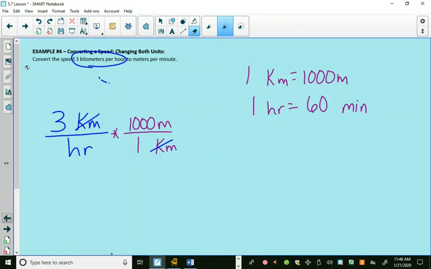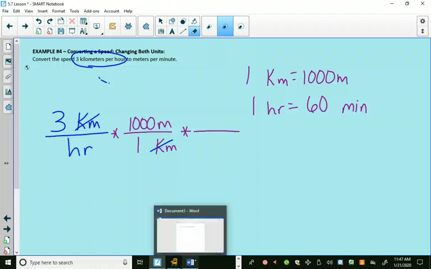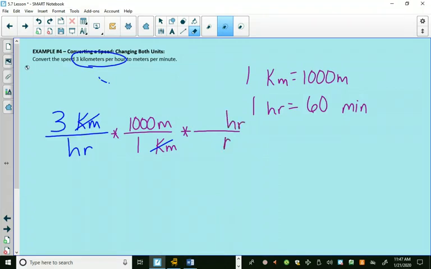So I'm going to multiply by another conversion factor. Notice I didn't actually have to multiply anything yet. I have just a bunch of fractions that I'm multiplying together. I look at my hours. My hours are currently in my denominator. In order to simplify them out, will I put the hours in the numerator or the denominator of my conversion factor? The numerator, yes. I want it in the top now. So I go ahead and I write hours in my numerator, minutes in my denominator.